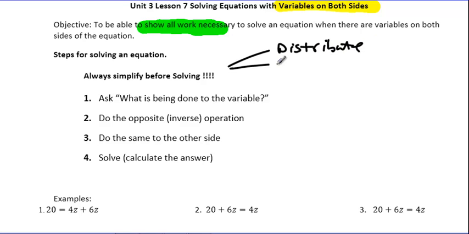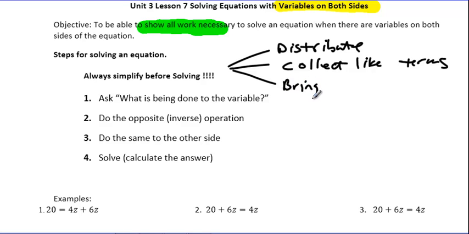Distribute, collect like terms. And I'm going to add one more thing, and make sure you have this on if you want credit. We mentioned before in class, you should be watching and listening to the whole video, trying to understand things and making sure that you have everything written down or you won't get credit. So we're distributing, we're collecting like terms. We're also going to call it bringing one variable to the other.